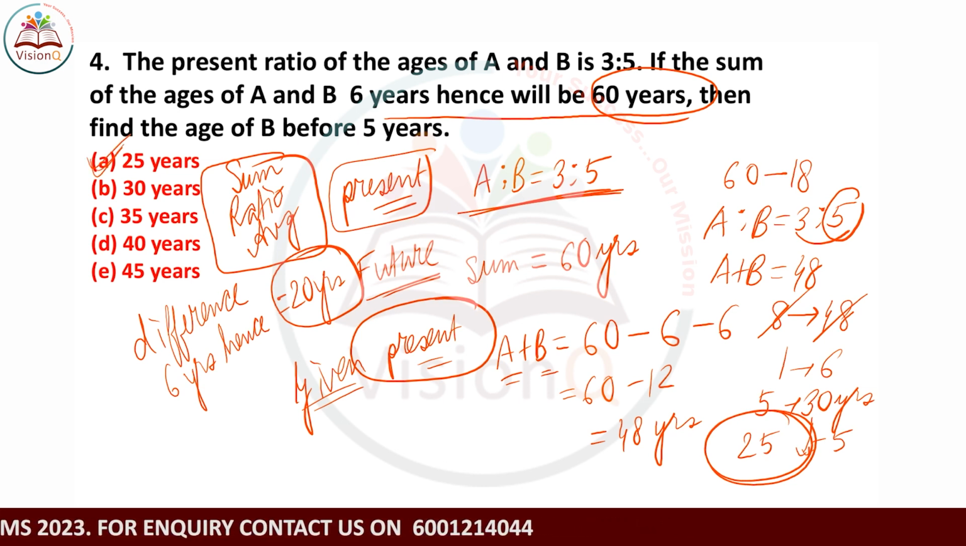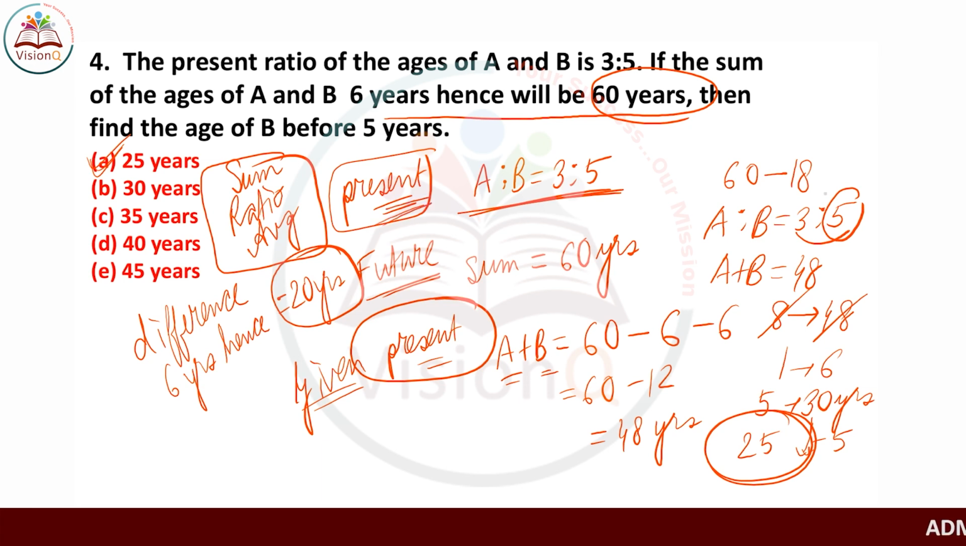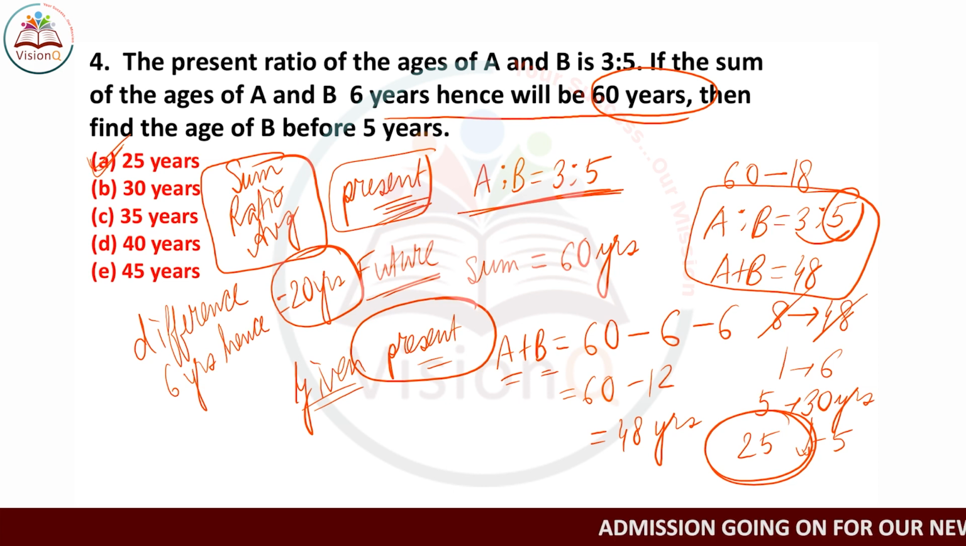So in this example number 4, the ratio was given in the present, but the given condition or the sum was given in the future. Try to convert this sum from future to present because the ratio was given in the present. And the remaining concept is of ratio only. So this was example number 4. Now in the next example number 5, see what happens.